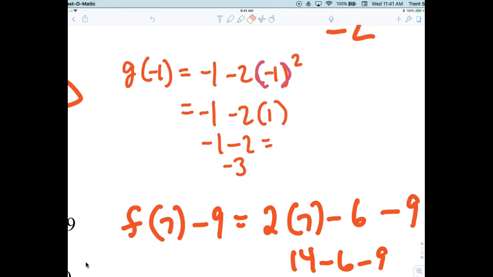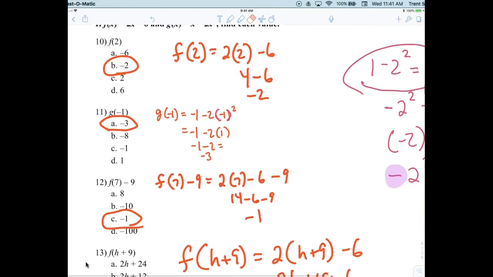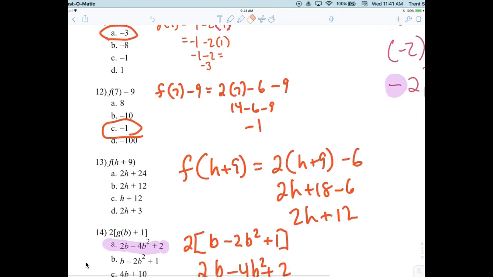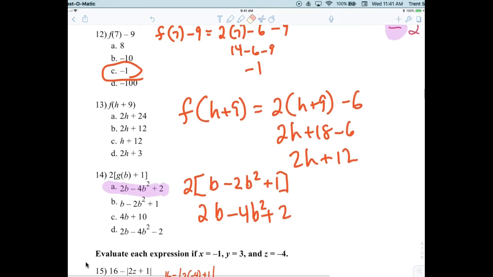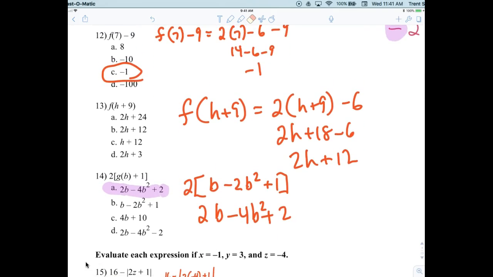All right. I'm going to push it up a little bit. 12, 13, 14. Anybody need me to explain anything on that? Ben, you go over number 14.